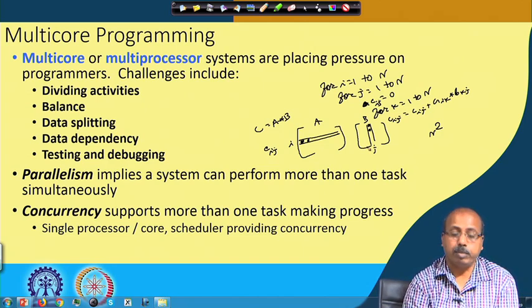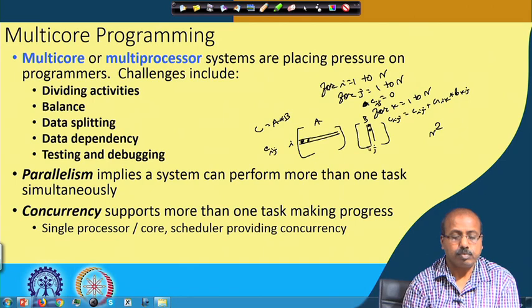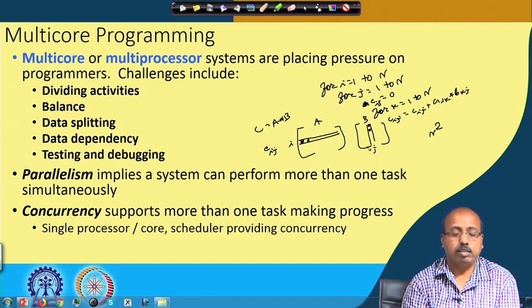There will be data dependency also, and finally testing and debugging becomes difficult. Sequential program testing is easy, but if something is going on in parallel and an erroneous result comes, what is the cause of that result? So debugging becomes difficult. Parallelism implies that a system can perform more than one task simultaneously, whereas concurrency supports more than one task making progress.